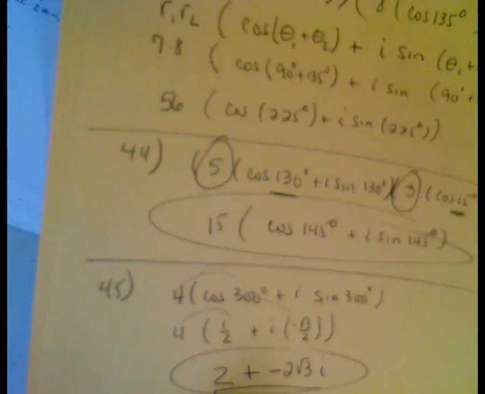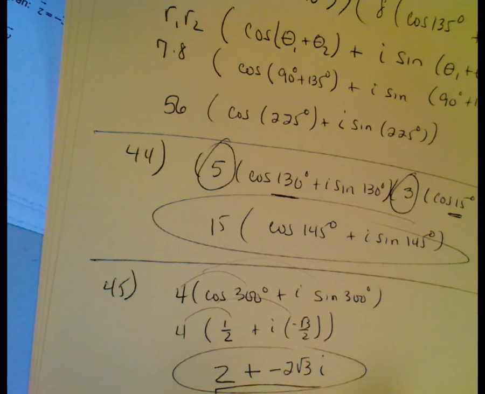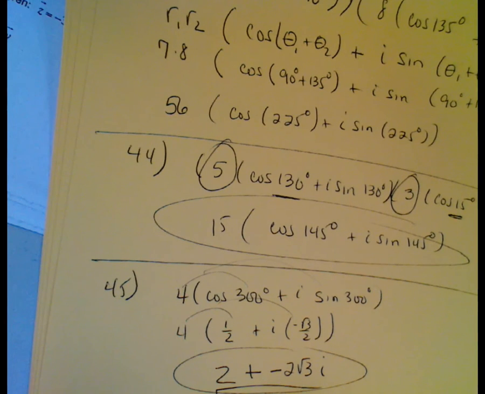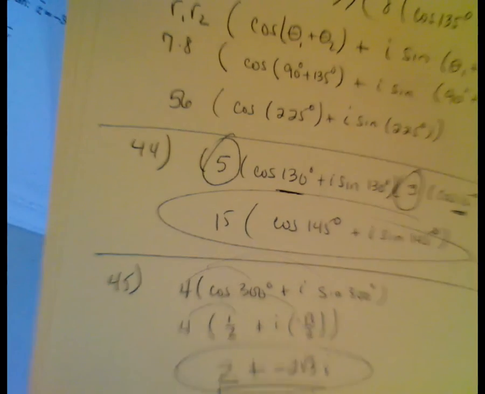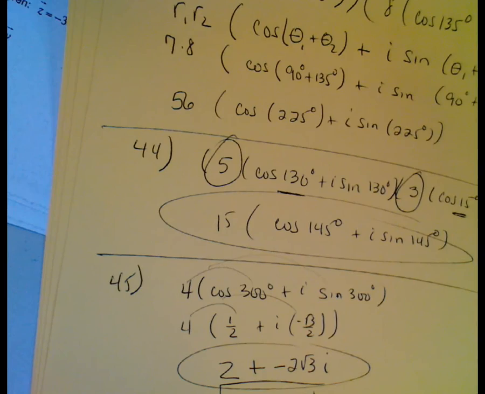46. So this one's a little easier. Let's see. Cosine of 45 is radical 2 over 2, and sine of 45 is radical 2 over 2 i. So it's 11 radical 2 over 2 plus 11 radical 2 over 2 i.